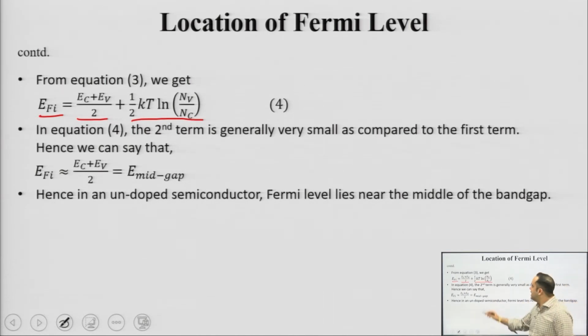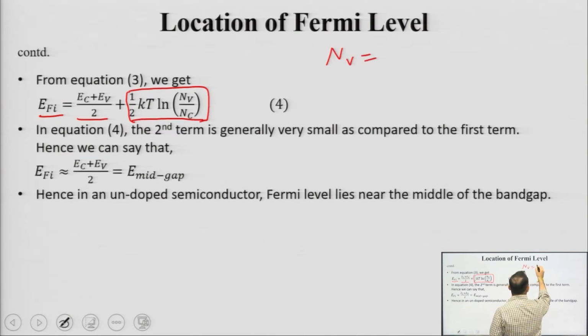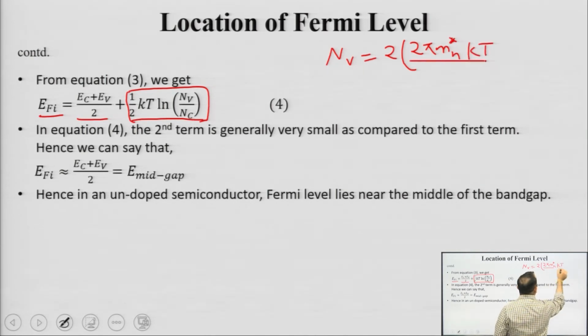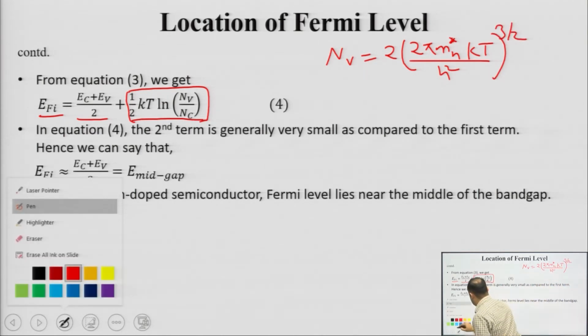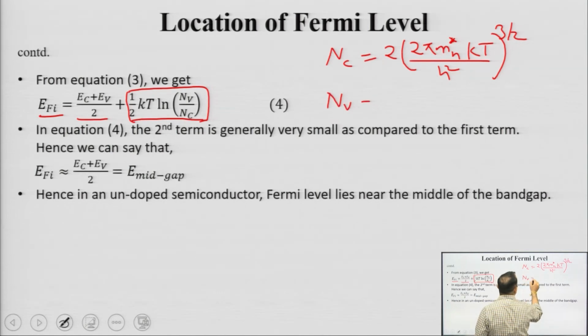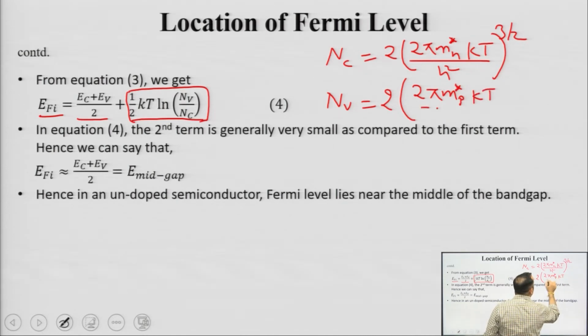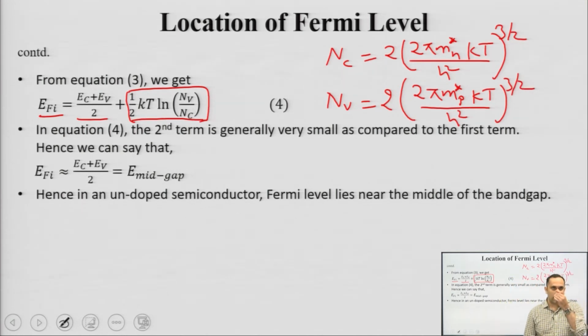Okay. This second term which you are seeing is generally very small. Why? If you remember the expression for N c, it is equal to 2 into 2 pi effective mass of electrons k times T divided by h square to the power 3 by 2. And for N v, it is 2 into 2 pi effective mass of holes k T by h square to the power 3 by 2. See, more or less all the terms are common except the effective mass. If you divide N v over N c, it depends directly only on the effective masses.